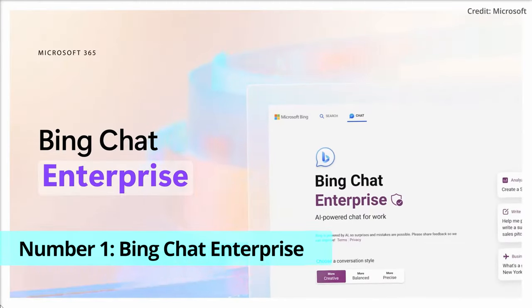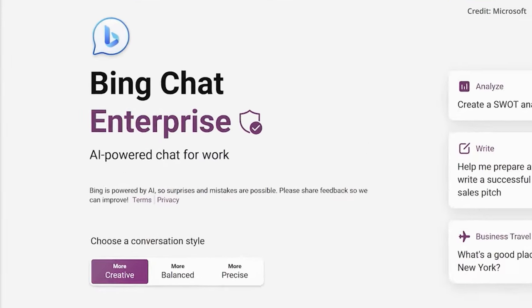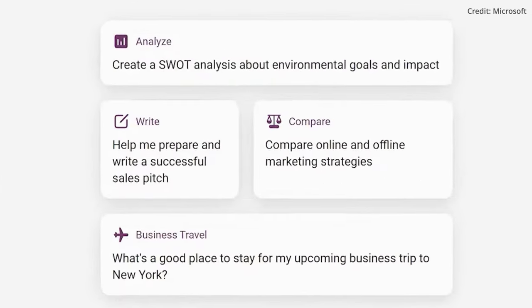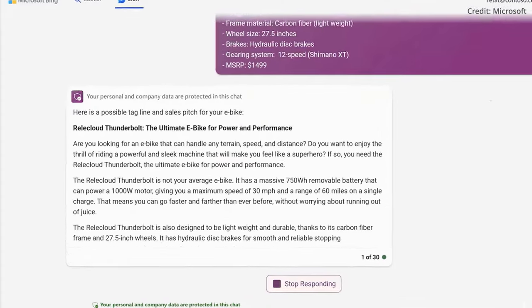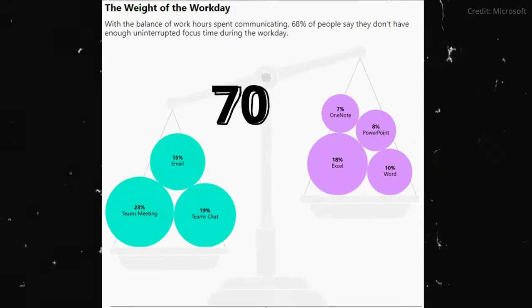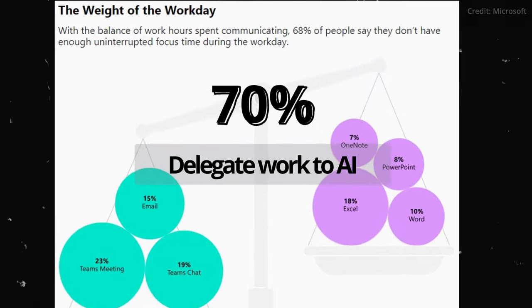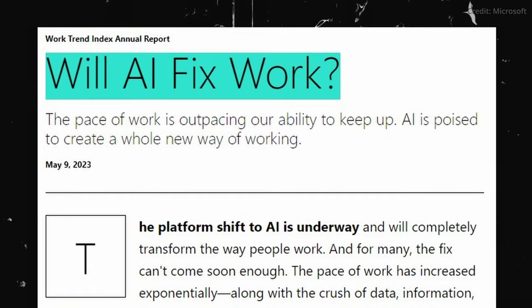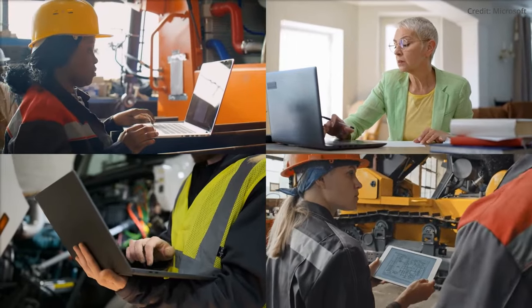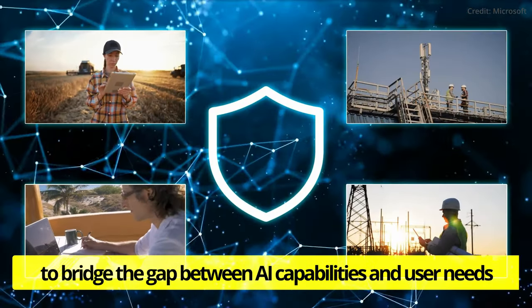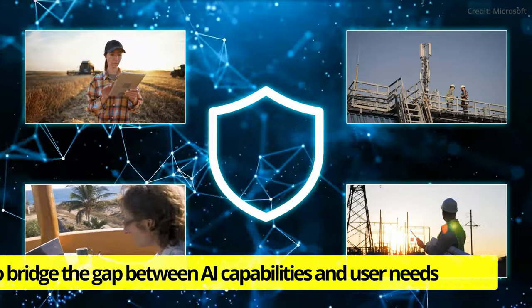Number 1. Bing Chat Enterprise. This is the first revolutionary development, taking the spotlight with an AI-powered chat specifically designed for work-related tasks. Given that 70% of employees would delegate as much work as possible to AI, according to Microsoft's Work Trend Index, Bing Chat Enterprise arrives at a perfect moment to bridge the gap between AI capabilities and user needs.